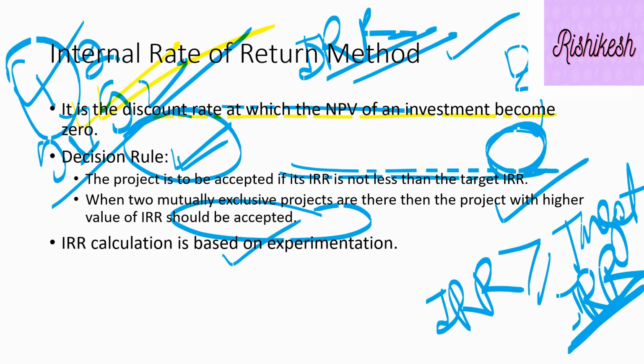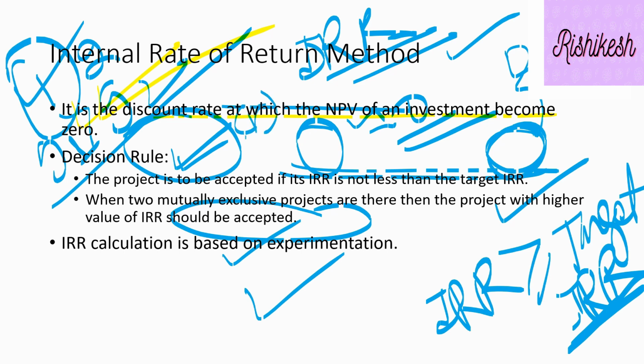Now, as I already told you, IRR calculation is based on experimentation. Experimentation in the way like, you have to find out that particular discount rate at which the net present value will become zero or very, very close to zero, right? That becomes your IRR. So it's an experimental thing because you have to experiment with different values of discount rate. If you call the discount rate as small r, this means that you have to experiment with different values of r, and then you have to see that particular value of r at which NPV becomes zero, and that r becomes your internal rate of return.